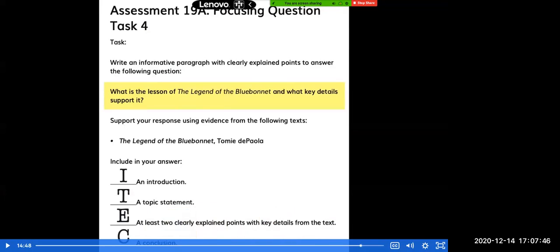Sorry. We were supposed to see what, okay, so we have an introduction, topic statement, two pieces of details, and a conclusion. So my story, my paragraph, met all of the requirements. So when you do your story today, you're going to need to make sure that you also have an introduction, a topic statement, at least 2 pieces of evidence, key details, and a conclusion. Right, let's keep listening.